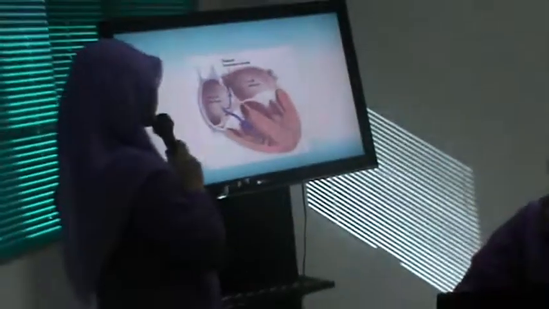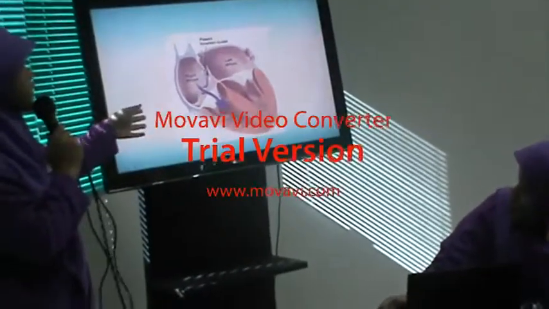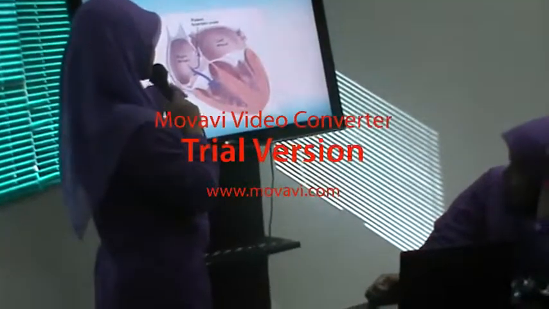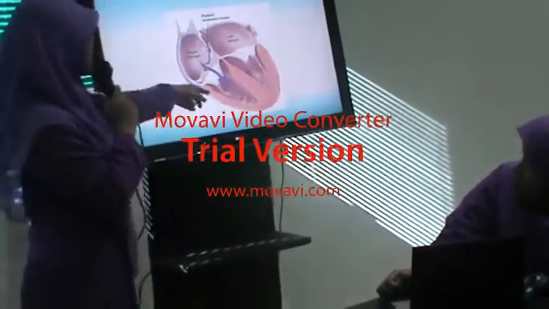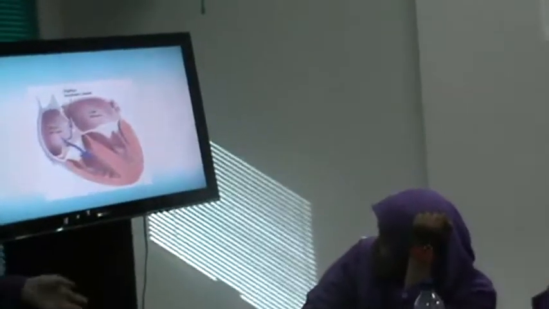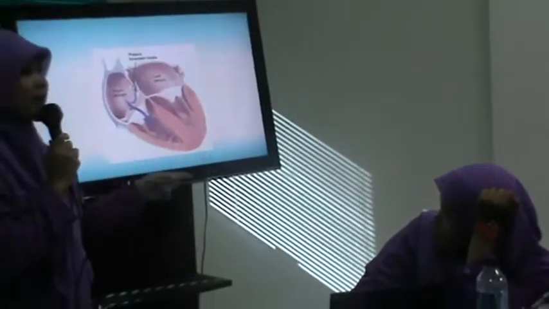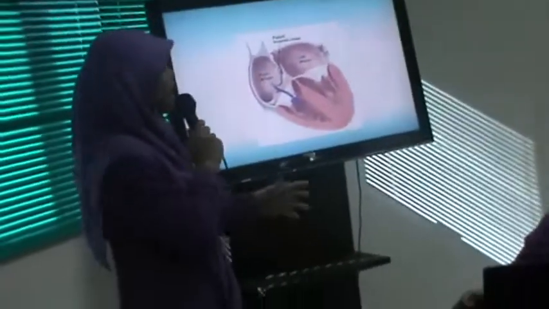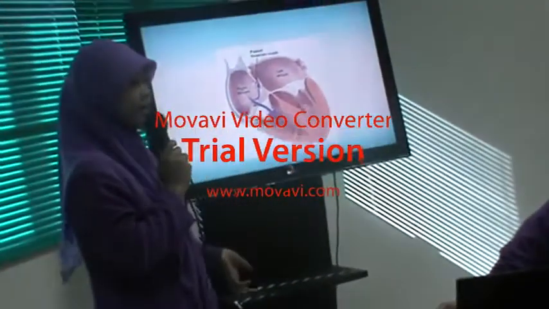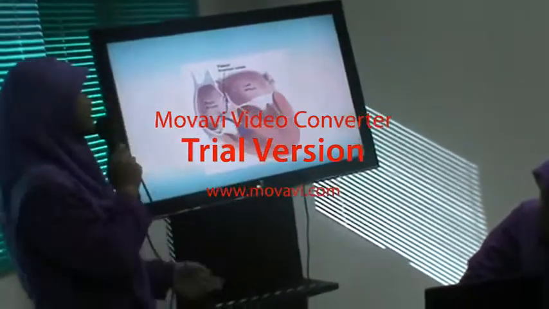Okay, you can see the picture. This is the picture of the heart in a baby. This is the right atrium and this is the left atrium, and between the right atrium and left atrium, this is the patent foramen ovale. When the baby is in the womb, the patent foramen ovale is open, and when the baby is born and the umbilical cord is cut, the patent foramen ovale is closed.